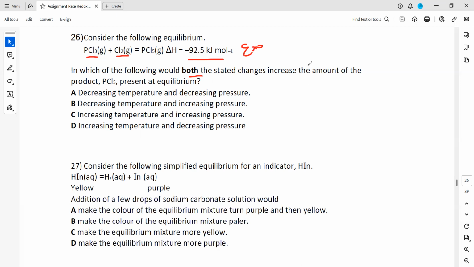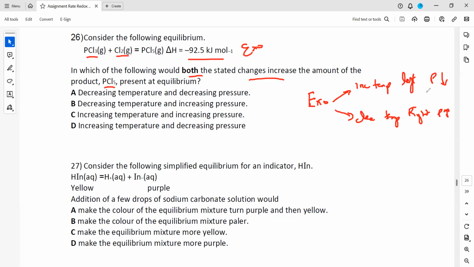So what we want is to increase the amount of a product, or we want to shift the equilibrium towards the right hand side. So if we have a reversible reaction which is exothermic, if we increase the temperature, equilibrium will shift towards the left hand side, or the amount of product, or the yield, will decrease. And if we decrease the temperature, equilibrium will shift towards the right hand side, or the amount of product will increase. So what we should do for the temperature, we should decrease the temperature because we want more product.